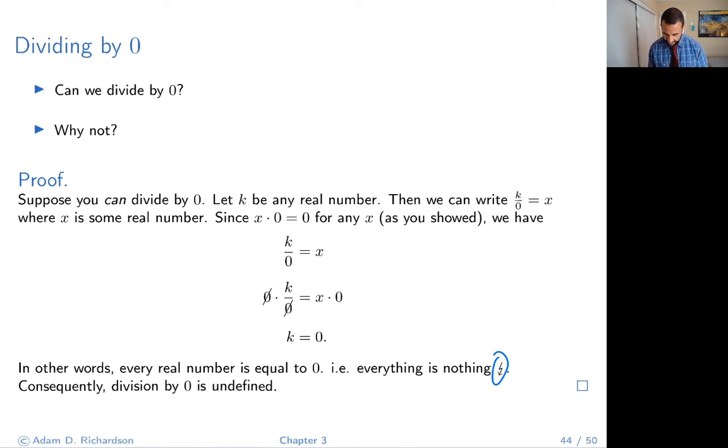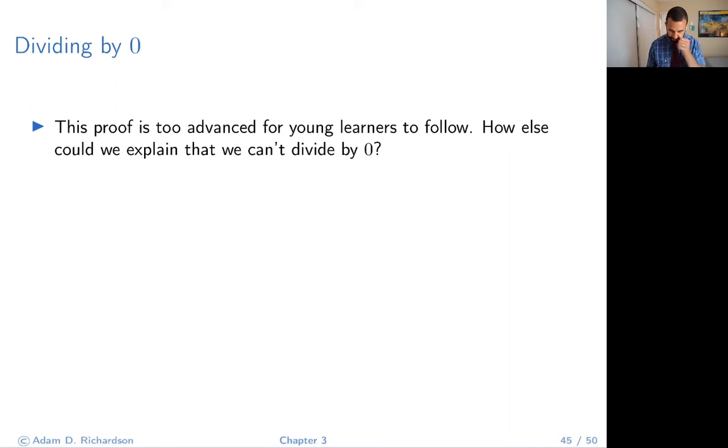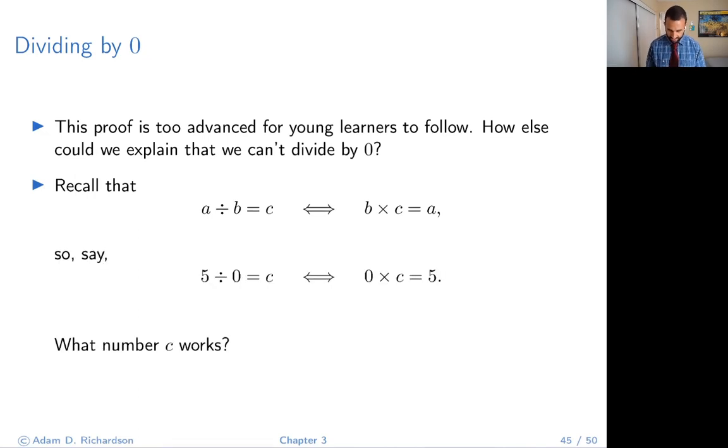Okay, so yeah, we say division by zero is undefined. You can't define it in a meaningful way. If you try to define it in a meaningful way, then you get all of these crazy paradoxes and contradictions. Now that proof is a little bit too advanced for younger learners to follow, so you can use definitions of division to kind of help. I have a few here. I'm not going to spend too much time on them, but let's take a look.